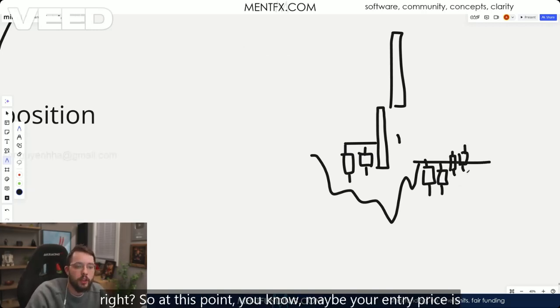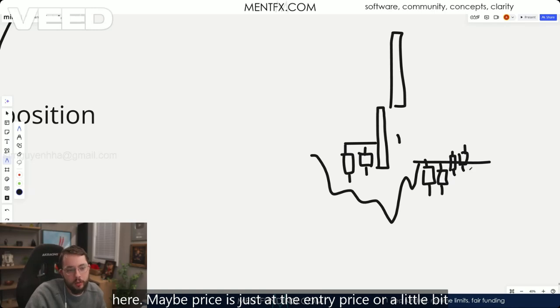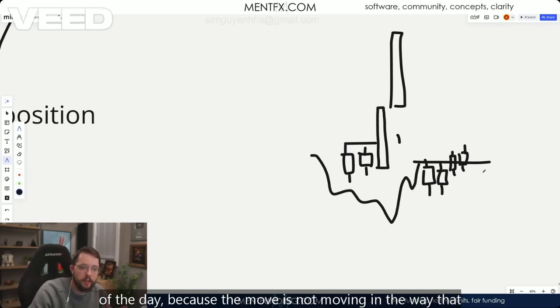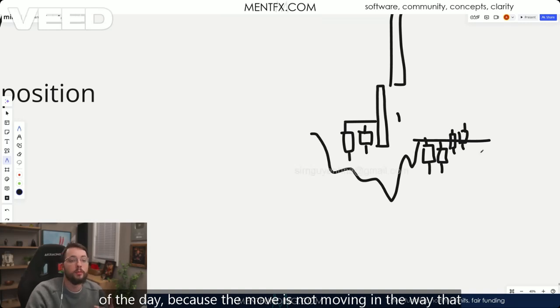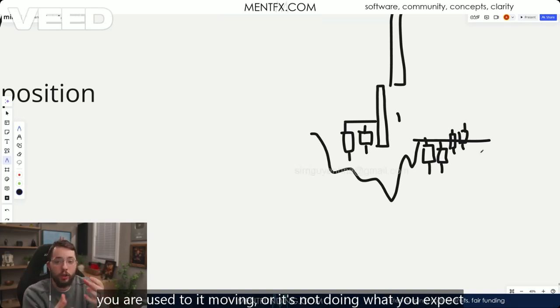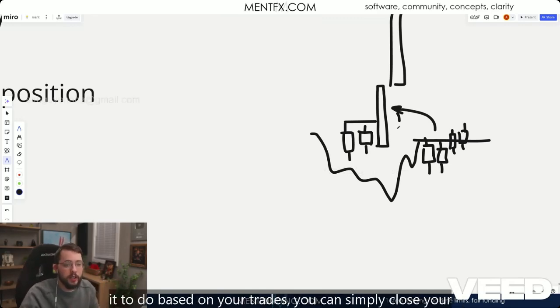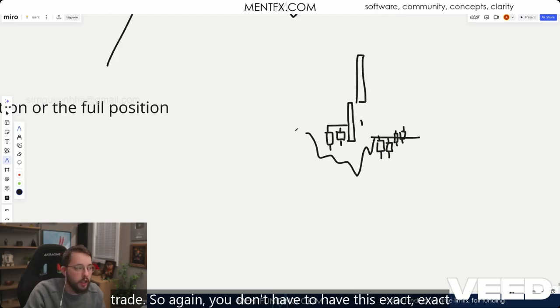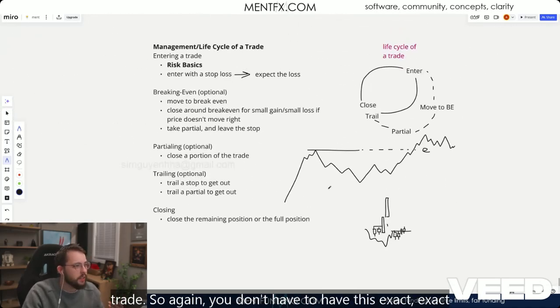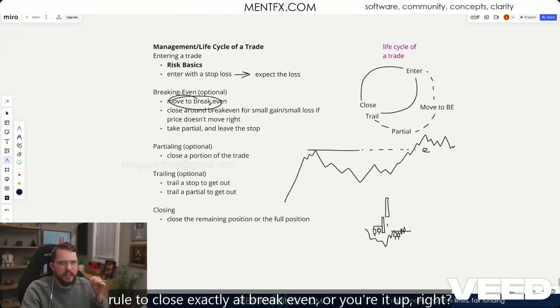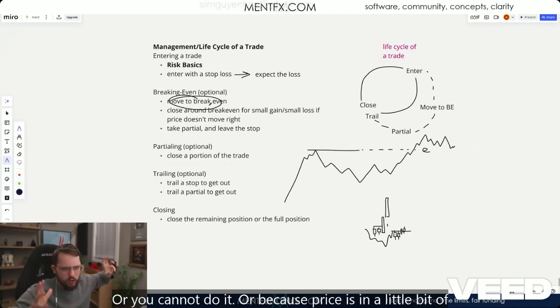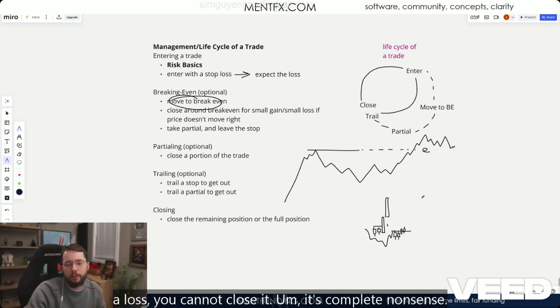So at this point, maybe your entry price is here, maybe price is just at the entry price or a little bit below on this close or a little bit higher, maybe the candle closes up here. It doesn't really matter. At the end of the day, because the move is not moving the way that you are used to it moving, or it's not doing what you expect it to do based on your trades, you can simply close your trade. So you don't have to have this exact rule to close exactly at break even, or you're messing it up. Or you cannot do it because price is in a little bit of a loss, you cannot close it. It's complete nonsense.